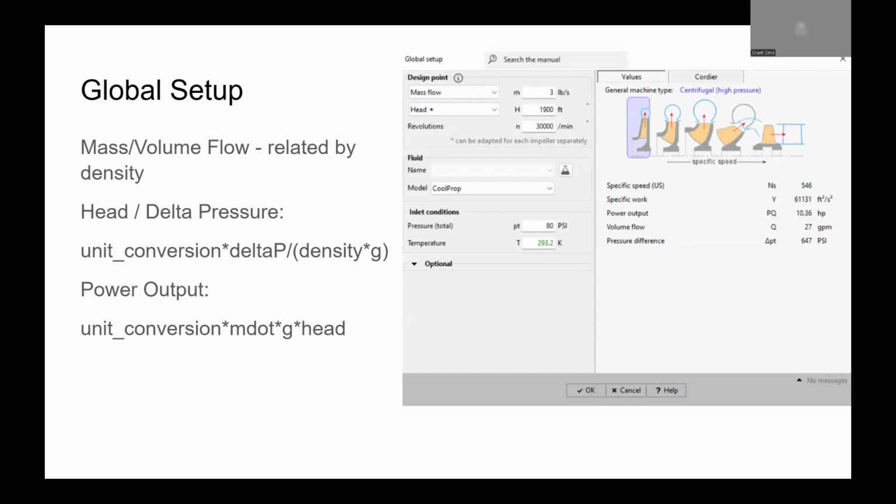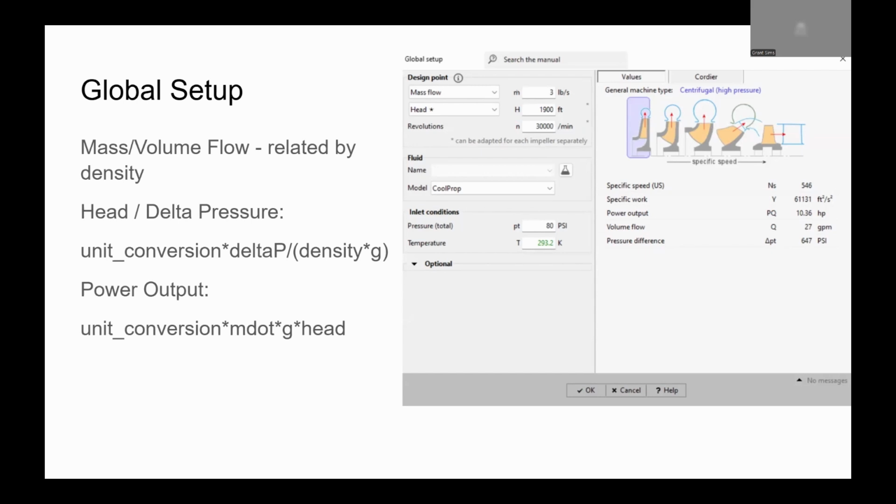The first thing you're going to see when you open CF Turbo is the global setup window. Here you put in some parameters that are going to be constant throughout every component that you put into the system. These are things like mass flow.